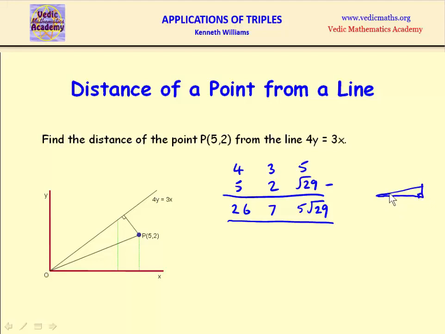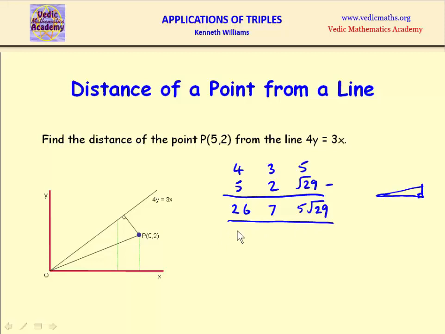And the angle in there is the angle we're looking for. But we don't know if that triangle will fit exactly in the triangle here. It may be too small or too big. In fact, it's too big because its hypotenuse is 5 root 29, and the hypotenuse of this triangle here is the length of OP, which is root 29. In other words, we've got to divide this triple here through by 5 in order to get root 29 there.